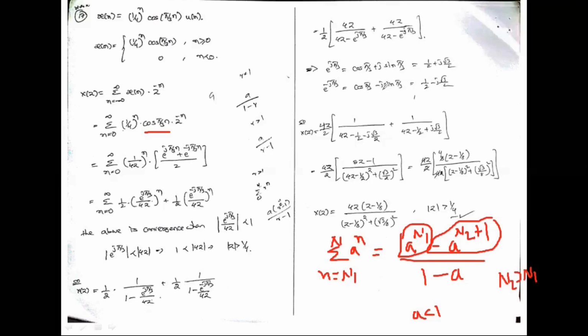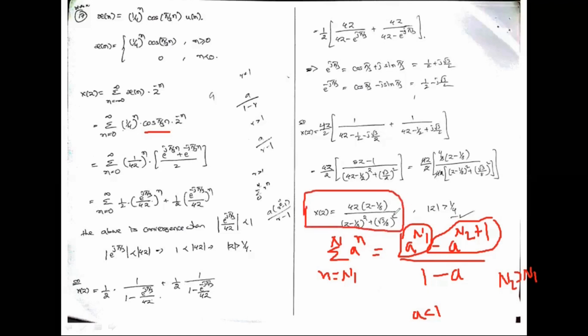Here only the minus term is different. Substitute this value in this: 4z minus (1 by 2 minus j root 3 by 2), and 1 by 4z minus (1 by 2 plus j root 3 by 2). Simplify. The total function will go like this.